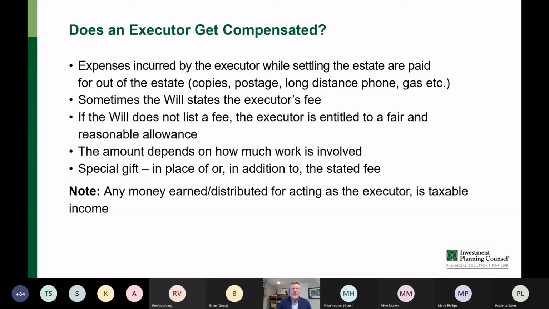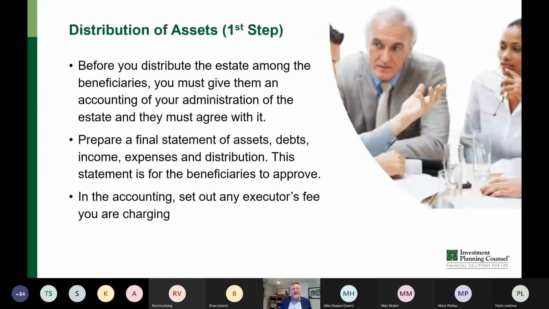Now, going through all that as well, keep in mind that anything that is earned by the executor is taxable at your income rate. I usually get a few groans when I'm in an audience about that as well. Taxed again. So let's talk about the first step in distributing the assets.